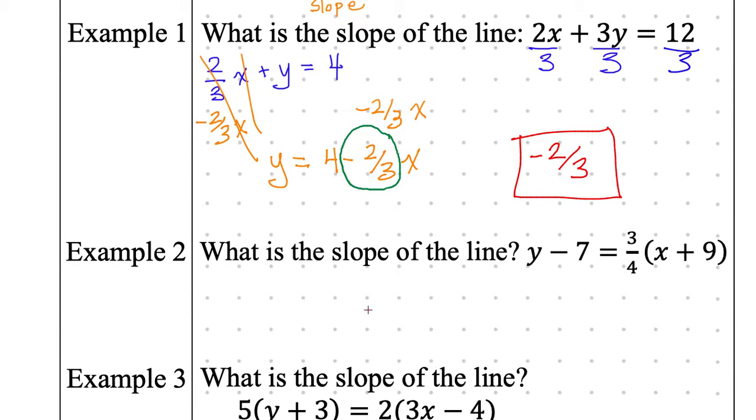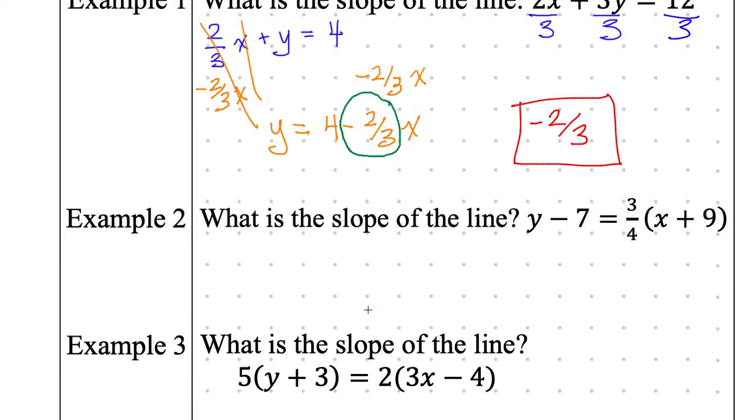Let's try another one, and this one there is a trick to it, which is why I gave you such little room. Does anyone know the slope of this line? Jade knows immediately. How did she figure it out so quick? Because it tells you. Jade, what is the slope? 3/4. It is indeed 3/4.